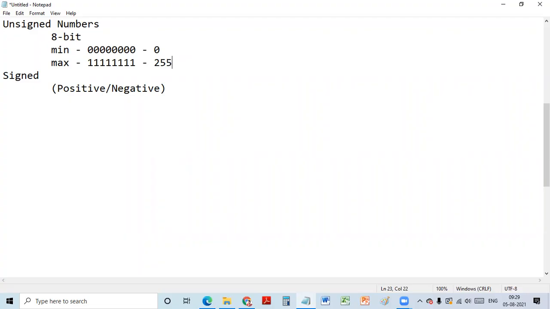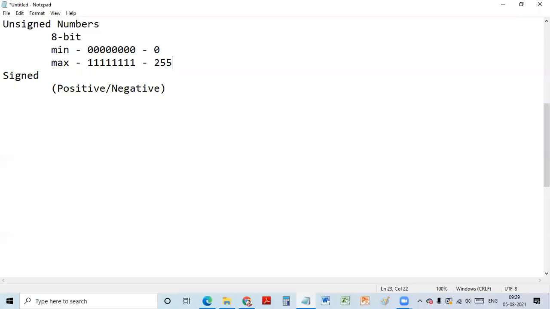For 16 bits, it varies from 0 to 2 power 16 minus 1. For 32 bits, 0 to 2 power 32 minus 1. Likewise, it extends, right? So all the bits here are used for specifying the magnitude only.